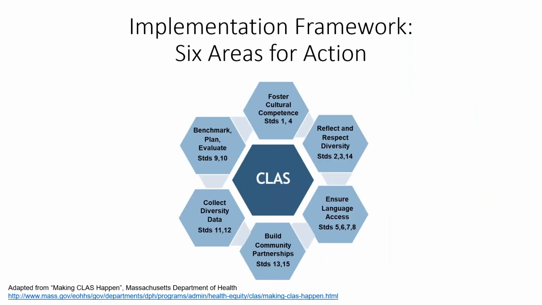For these providers, the next step was to develop an implementation framework using the 6 areas for action from the CLAS standards. Some of the steps for fostering cultural competence include, for example, identifying committed champions of cultural competency within the organization and allocating organizational resources to educating senior leadership, staff, and volunteers. Getting the buy-in from leadership is one of the key foundations to making sure that this can happen.